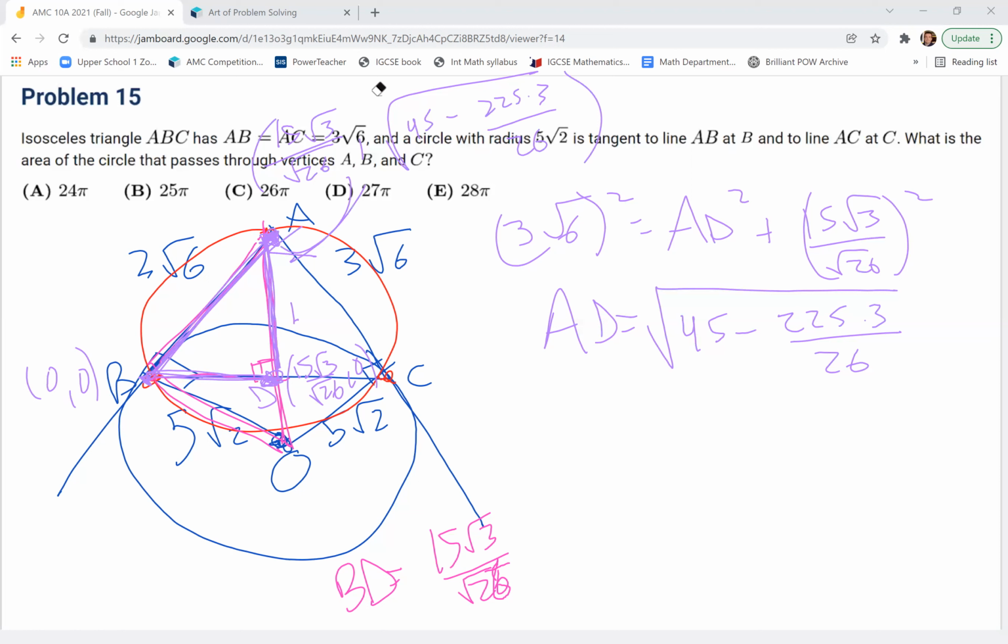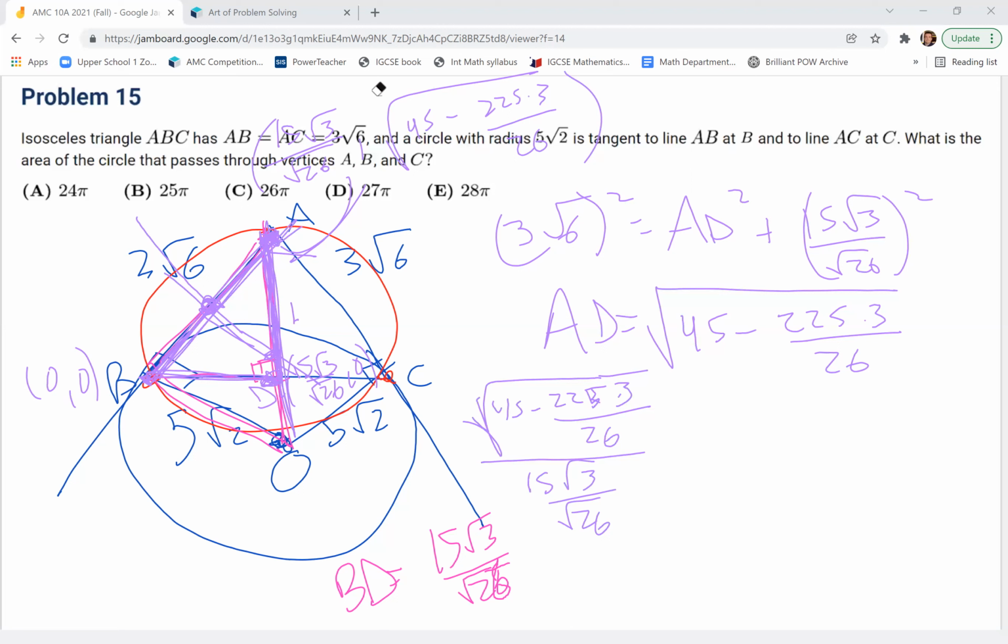So then what I did was, remember, I need to find the midpoint and the slope. Then I can find the perpendicular bisector and find where that intersects with this line here, and that'll give me the center of the circle. Then I can find the radius of the circle and then do the area of the circle. So the slope of line AB would be root 45 minus 225 times 3 over 26 over 15 root 3 over root 26, right?